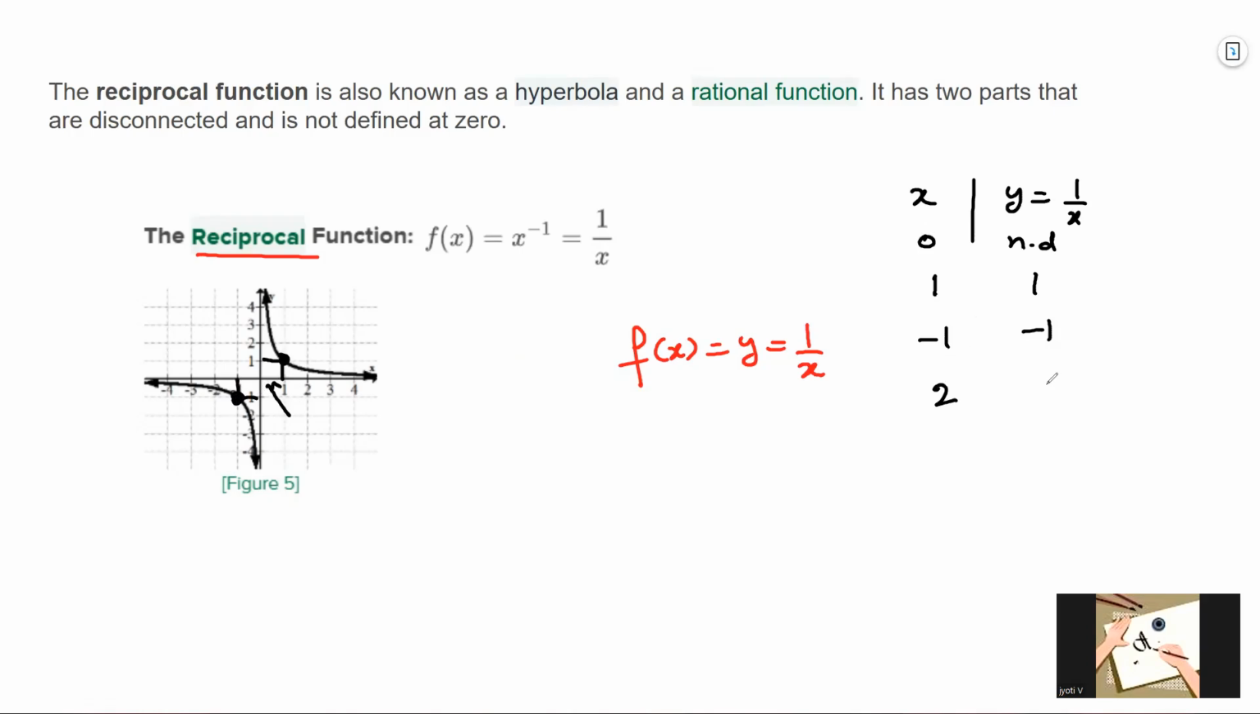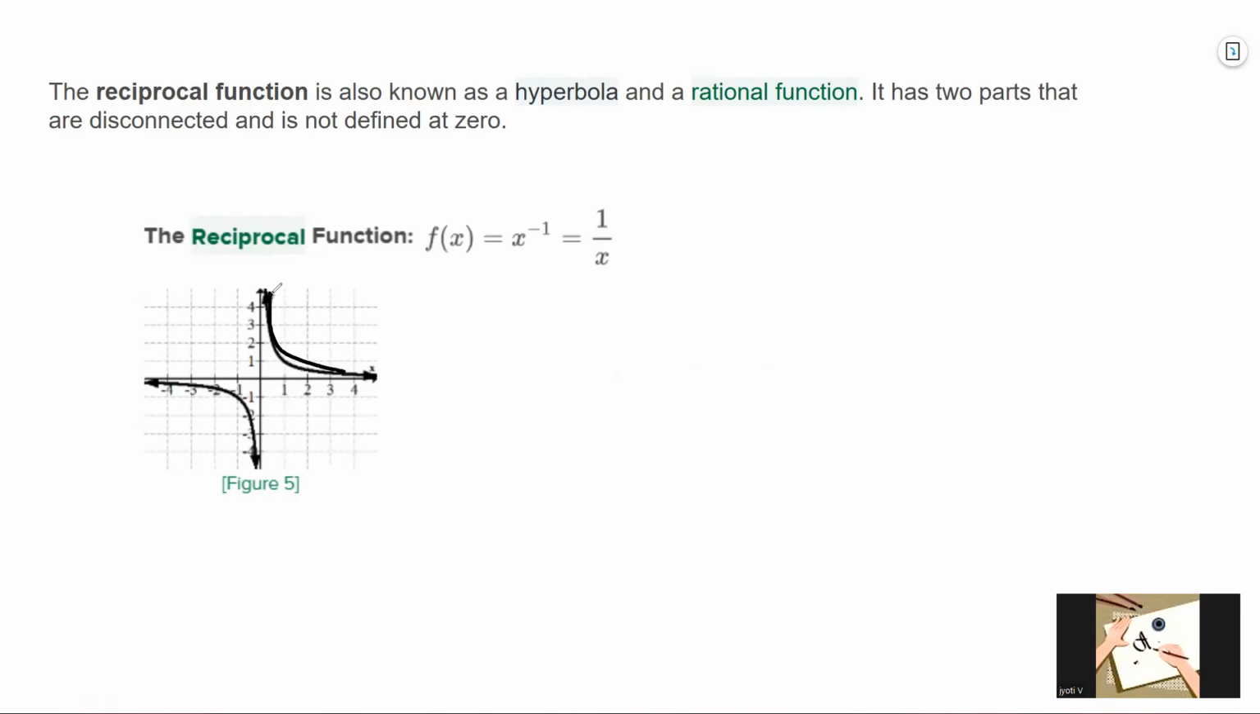x is 2, y is 1 upon 2, meaning what? 0.5. (2, 0.5). 2 is connected to 0.5, see? This point is (2, 0.5). x is negative 2, y is negative 0.5. This is that point. So likewise, for a particular value of x, we will get a distinct value of y on substituting the value of x and solving. And the graph is a reciprocal function. So this is a very beautiful graph, which never meets the x-axis as well as the y-axis, nor the origin.